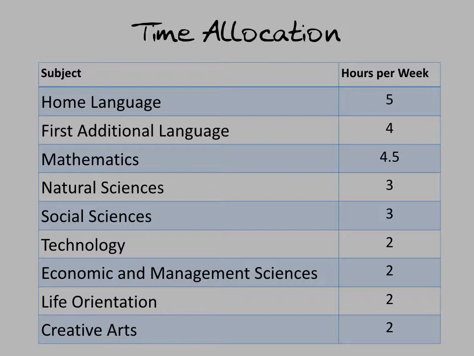Here the time allocation is given in hours per week. So when setting up a timetable, you need to make sure that those are the minimum hours you may spend on each subject per week.